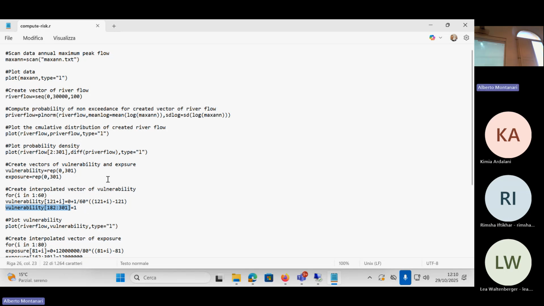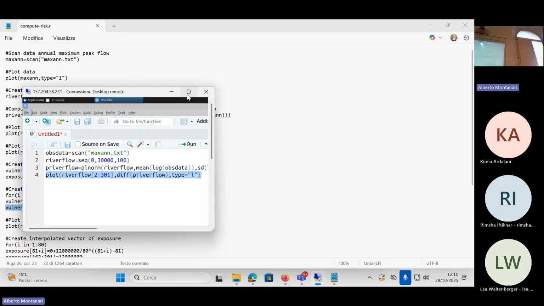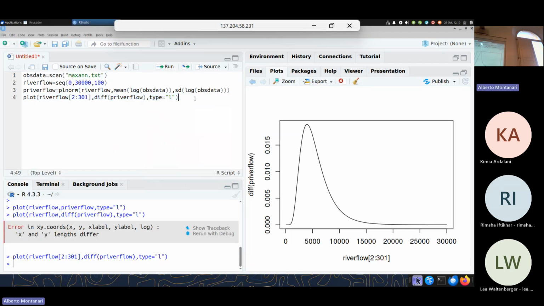Okay, let's try to write it into R. So first, vulnerability and exposure, I have to create them. Okay, so I go here.